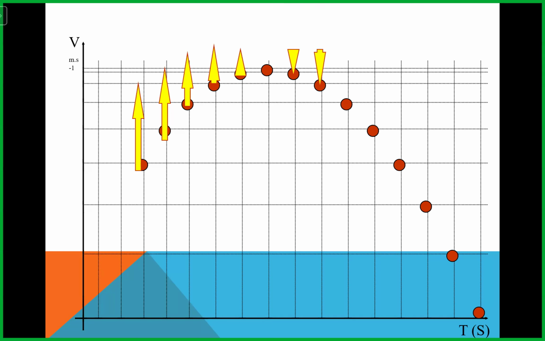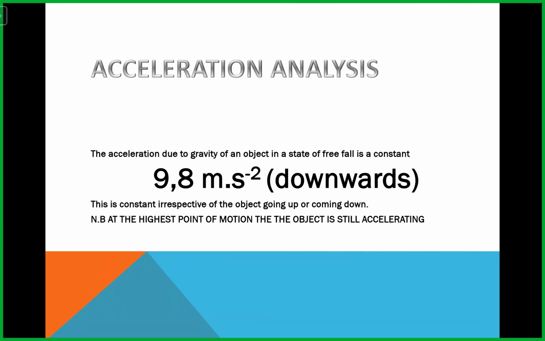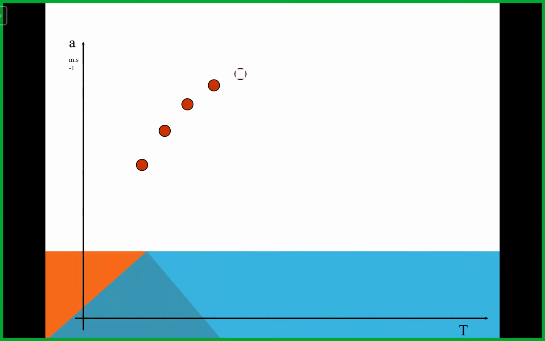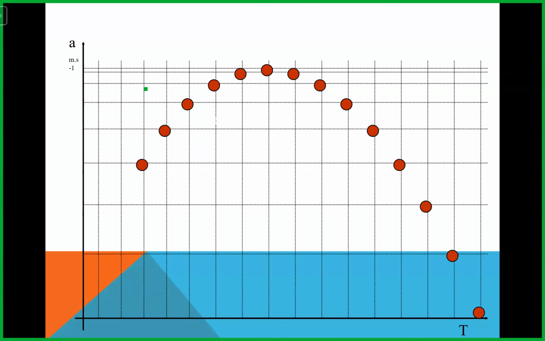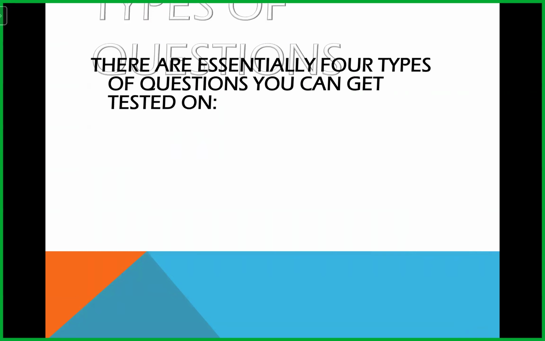Negative 9.8, negative 19.6, negative 29.4, negative 39.2, negative 49, negative 58.8, negative 68.4, and 78.2. Those are your velocities. Your acceleration, whether the object is going up or coming down, is always going to be minus 9.8 meters per second squared downwards. Whether the object is going up or coming down, for the most complicated motion where an object is thrown off the edge of a building.